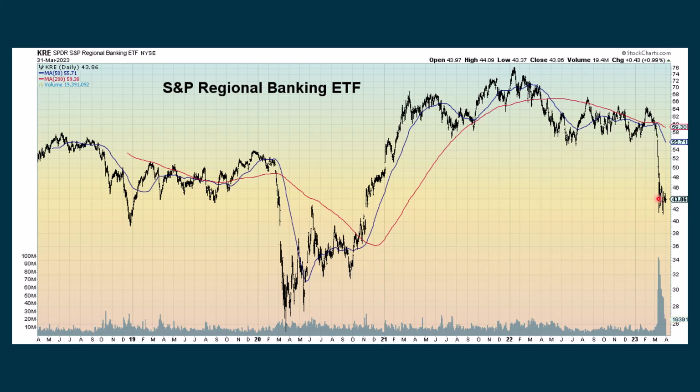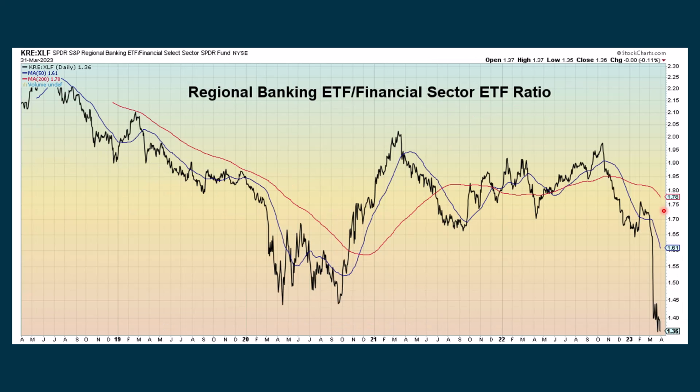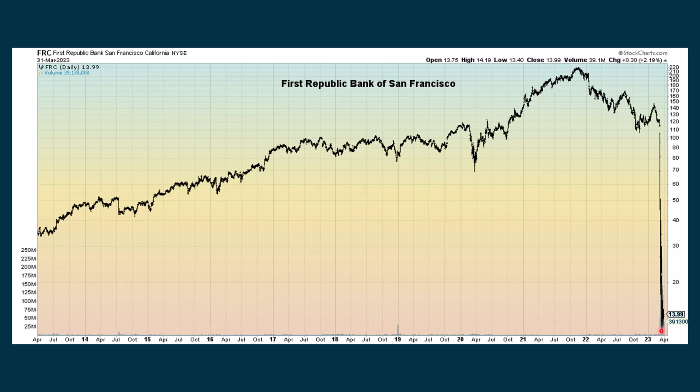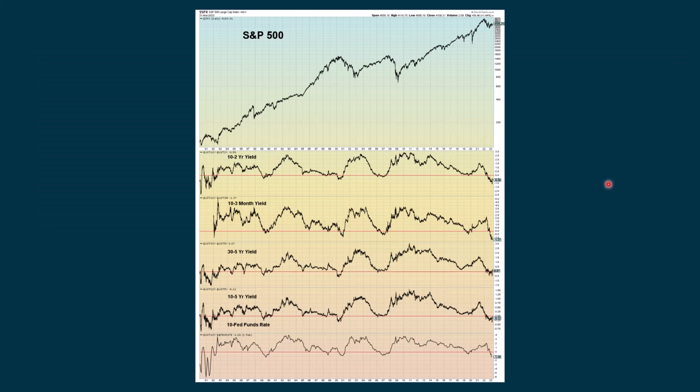Here's another regional banking ETF. And then we take a ratio of the regional banking ETF against the financial sector, and it continues to break down. First Republic, which has been in the news a lot lately, was up a bit on Friday. Just a week or two ago it was at around $115. Now it's trading at $13.99.